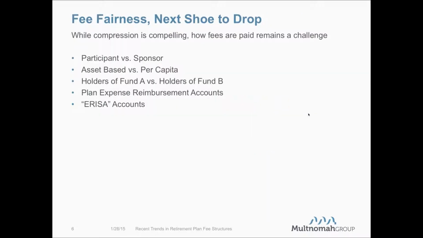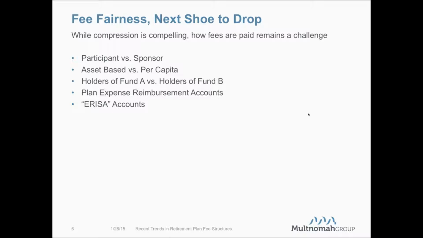As we look at 2014, it became clear that the issue plan sponsors were talking about and plan providers are thinking about is not, can we drive prices down? I think that will continue to some degree or another as the market becomes more efficient and technology becomes better. However, the issue on everyone's mind seems to be fee fairness.